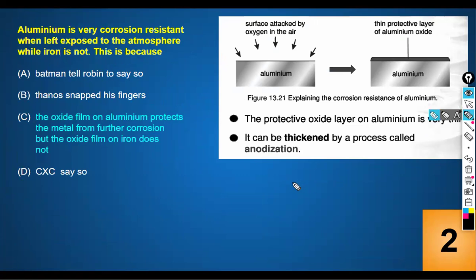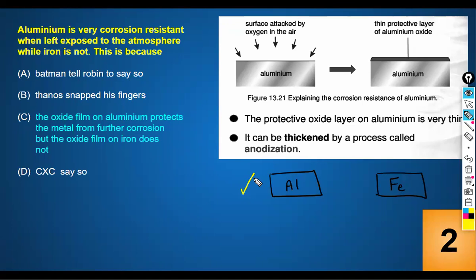Quick question. If I have a block of aluminum and a block of iron, Fe is iron, and I put the two of them outside your house, so we leave them in a savanna, and I come back after 2 years, which one will be in better shape? From last term, aluminum will be the one in better shape.